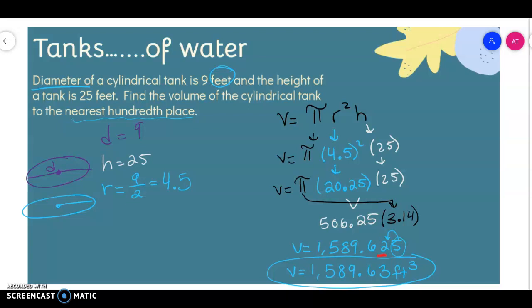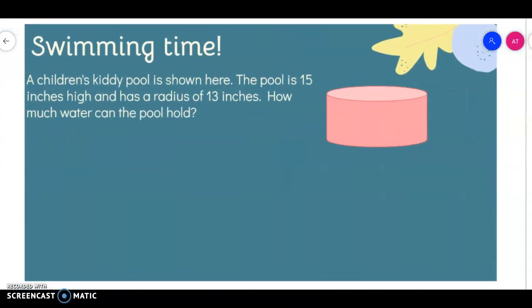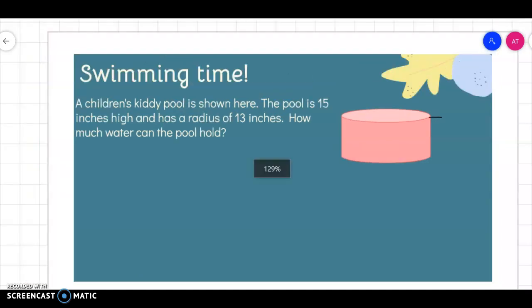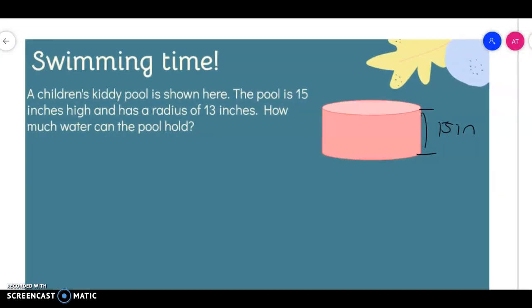Now we got our last one here, a swimming pool. How exciting! A children's kiddie pool is shown here. The pool is 15 inches high. Whoops. And the radius is 13. Oh, perfect. They gave us our radius now, so we don't need to worry.